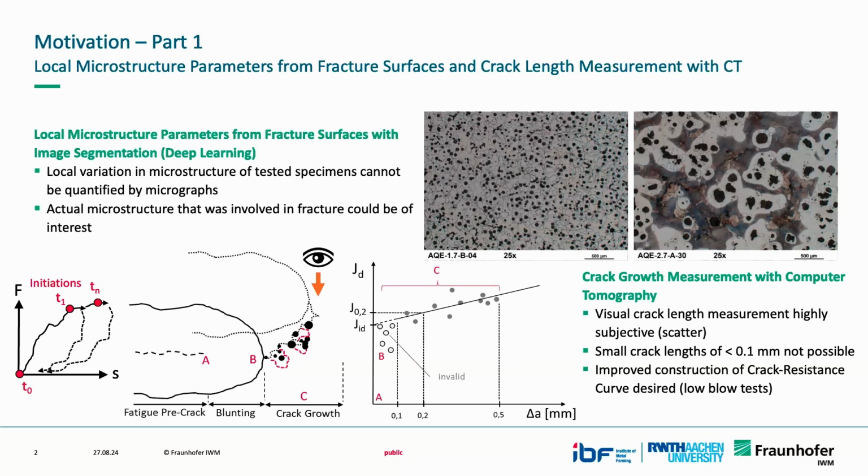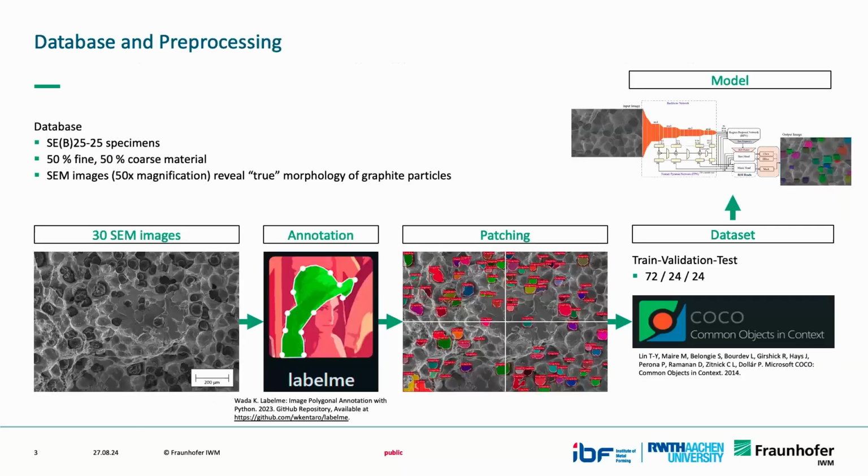So what we wanted to do is use computer tomography to improve this construction of the crack resistance curve. I'm going to go over the modeling of the AI model very quickly due to the time constraints, but basically we have a database of fractured SEB 25 specimens. We have two different types of microstructure. I can refer to them as fine and coarse. It's not important right now, but we took SEM images at 50 times magnification, annotated them, so we told basically the program what is a graphite particle and what is not.